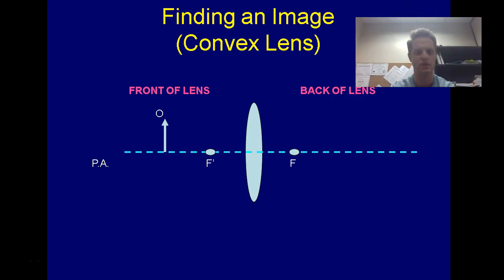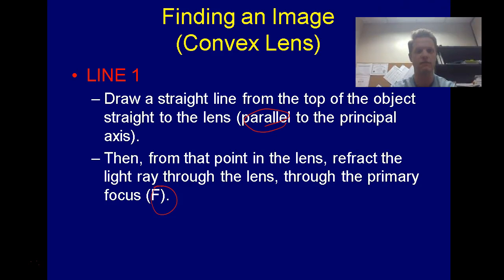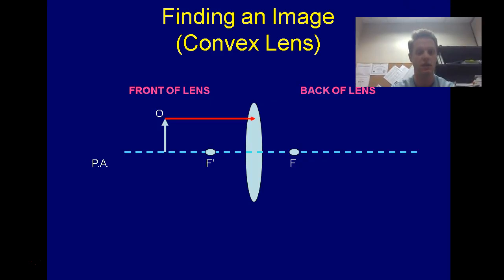So how do we find an image in a convex lens? Well, the first thing that we've got to remember is if we draw a straight line from the top of our object that is parallel, that's a key word, parallel, it goes through the focus. Instead of the focal point, we're going to call it a focus in a lens. So let's take a look. The light ray goes parallel, goes through the primary focus.